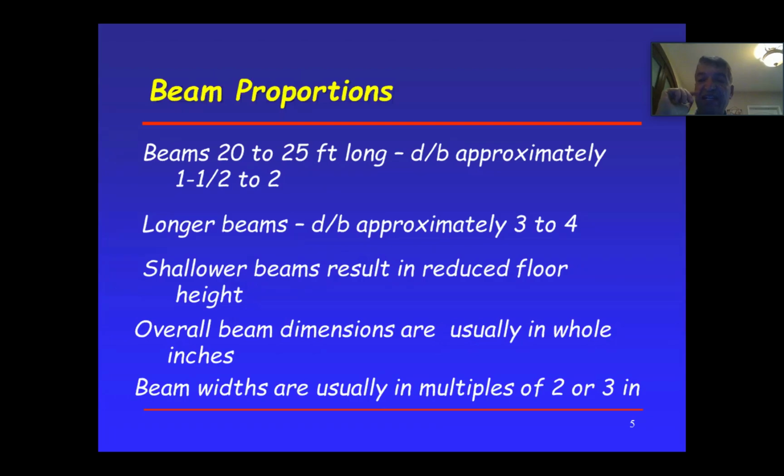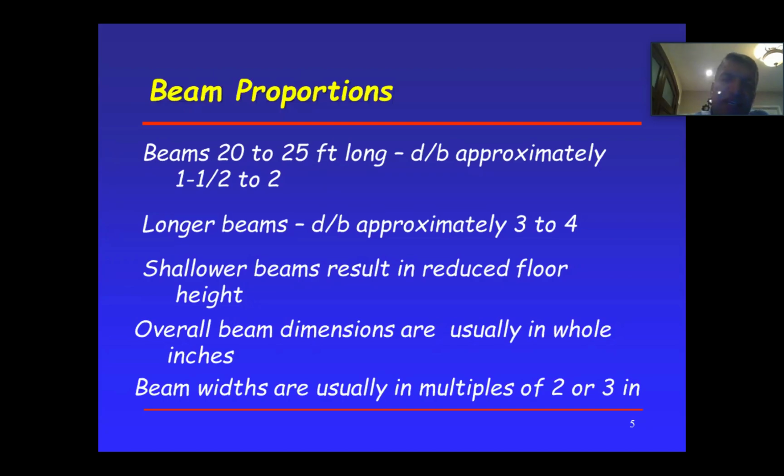So it says that for beams 20 to 25 foot long, D over B is approximately 1.5 to 2. What's D? D is the distance from the center line of the steel to the top, and B is the width of the beam. So D over B approximately 1.5 to 2. And remember, in our approximation for the DT beam, I said use 2. Right? Use 2. So between those 2 is fine.